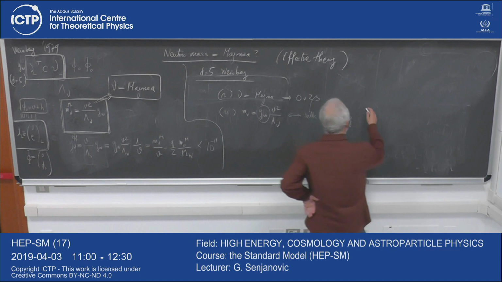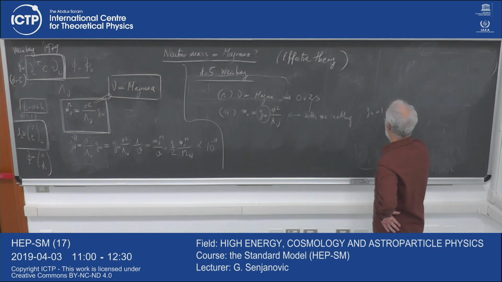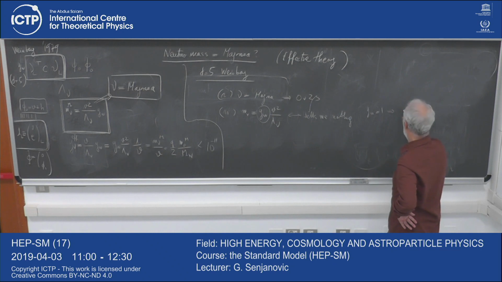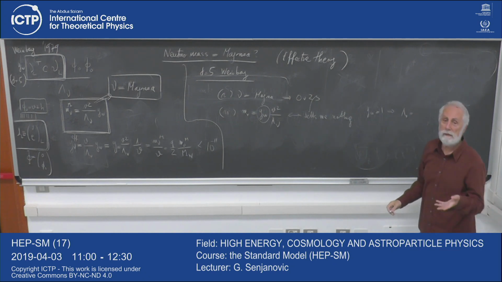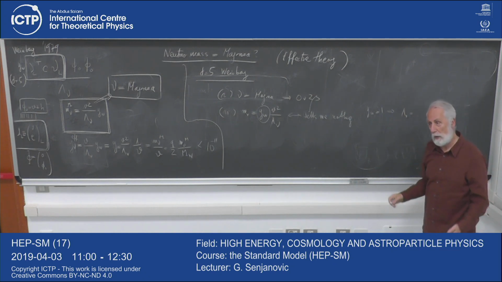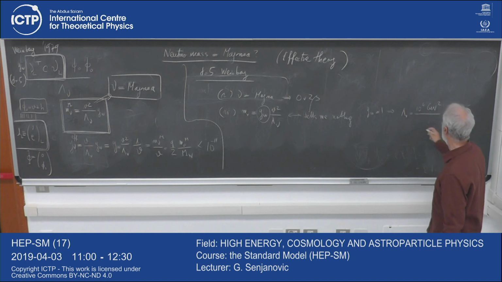Let's see what happens for 1, just to get an idea. If this Weinberg Yukawa is 1, what will I get? That lambda nu is v squared. What is v squared? v is about 100 GeV, that's the W mass. So that's 10 to the 4 GeV squared, divided by the neutrino mass, which is 10 to the minus 9 GeV. So this is about 10 to the 13 GeV.